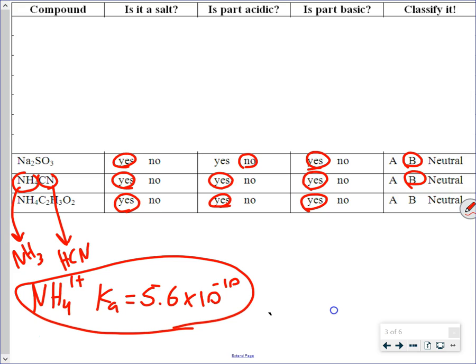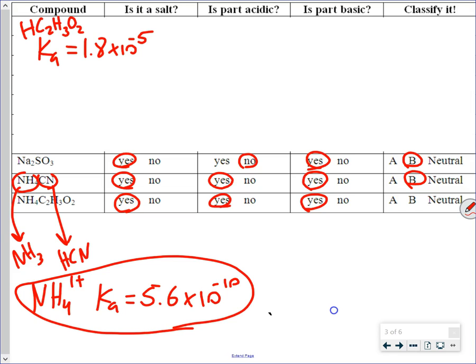Acetate, again, is not going to be able to be found in our Kb table. So we have to indirectly solve for Kb. We have to solve for it using the Ka of acetic acid. So if we go to the back of the book, Appendix 22, and find acetic acid, we see that its Ka equals 1.8 times 10 to the negative 5th. And this is for acetic acid again.